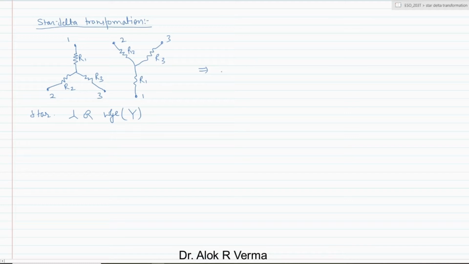Then we have some other kind of connection. This also can be represented as a T. Same kind of thing, just inverted, and this is T. R1, R2, R3. So this is 1, this is 2, and this is 3.